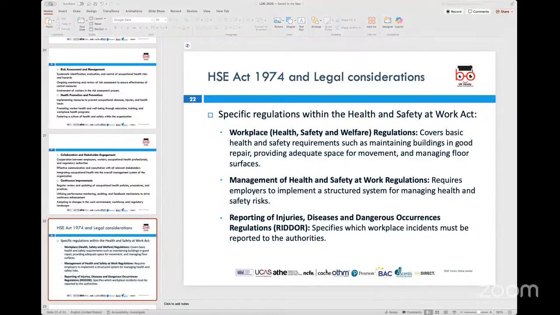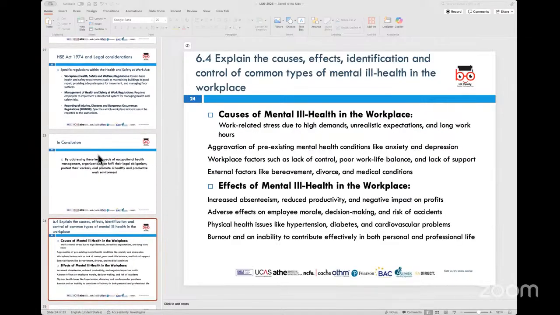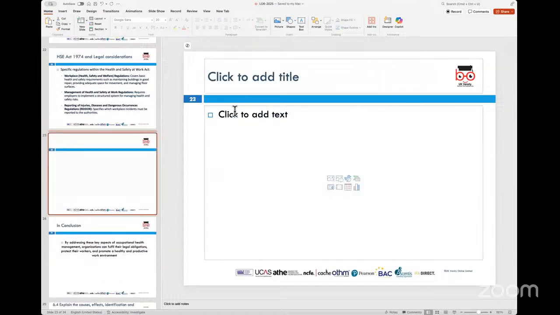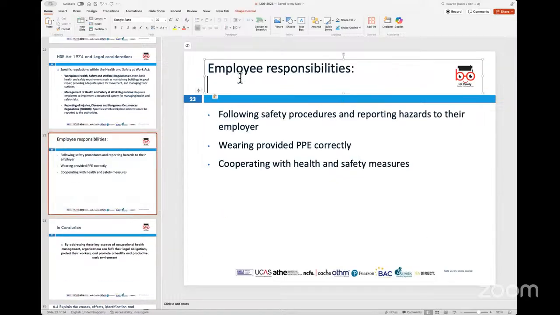And if we do look at further aspects of it, this is the employer. And then there are bits and pieces related to employee responsibilities. As an employee working within the organization, it will be considered that you're not following the legal requirements if you're not following the safety procedures and reporting hazards to the employer, you're not wearing personal protective equipment wherever it's required in your place of work, and you're not cooperating with the health and safety measures set by the employers in order to ensure the overall health and safety of the individuals working within the organization.